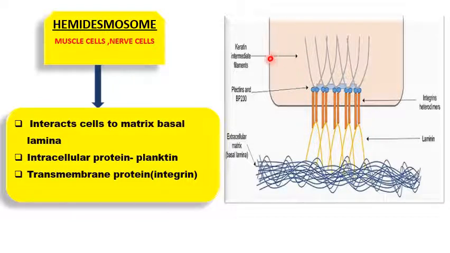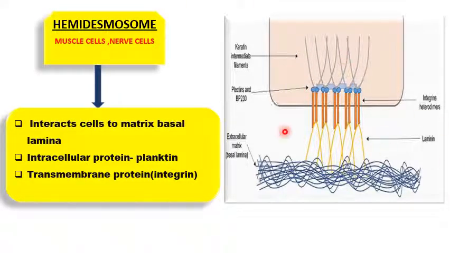The intracellular proteins involved in this are plakin or plectin, and the transmembrane proteins involved here are integrin heterodimers. Here you can see the integrin alpha and beta subunits. To any one of the subunits it gets attached, and then the other domain of this integrin protein is attached to the laminin, and from the laminin it gets attached to the extracellular basal lamina. This is how the cell to matrix basal lamina interaction takes place.